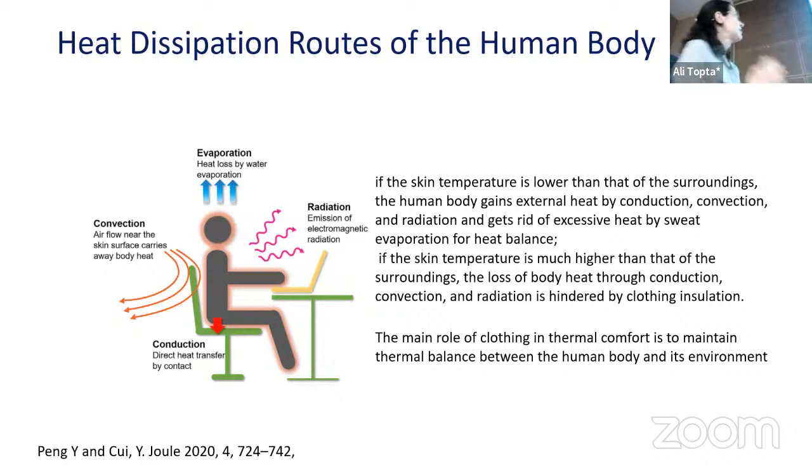The heat dissipation route of the human body includes 4 basic routes. These include conduction, convection, radiation, and evaporation. And the main role of clothing is also to provide the thermal balance between the human body and the environment. And if the skin temperature is higher than the surrounding, then the clothing should insulate the body to prevent the loss of body heat through conduction, convection, or radiation.